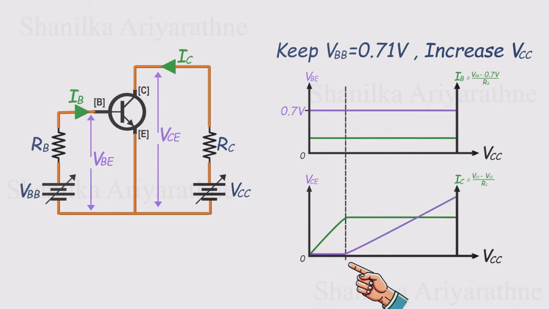At a certain point, VCE starts to climb again. It's as if the switch inside the transistor isn't fully closed anymore. It's starting to loosen. At the same time, IC stops increasing. It hits a ceiling and stays flat, even though we're still raising VCC. Let's label this base current as IB1 and collector current IC1.